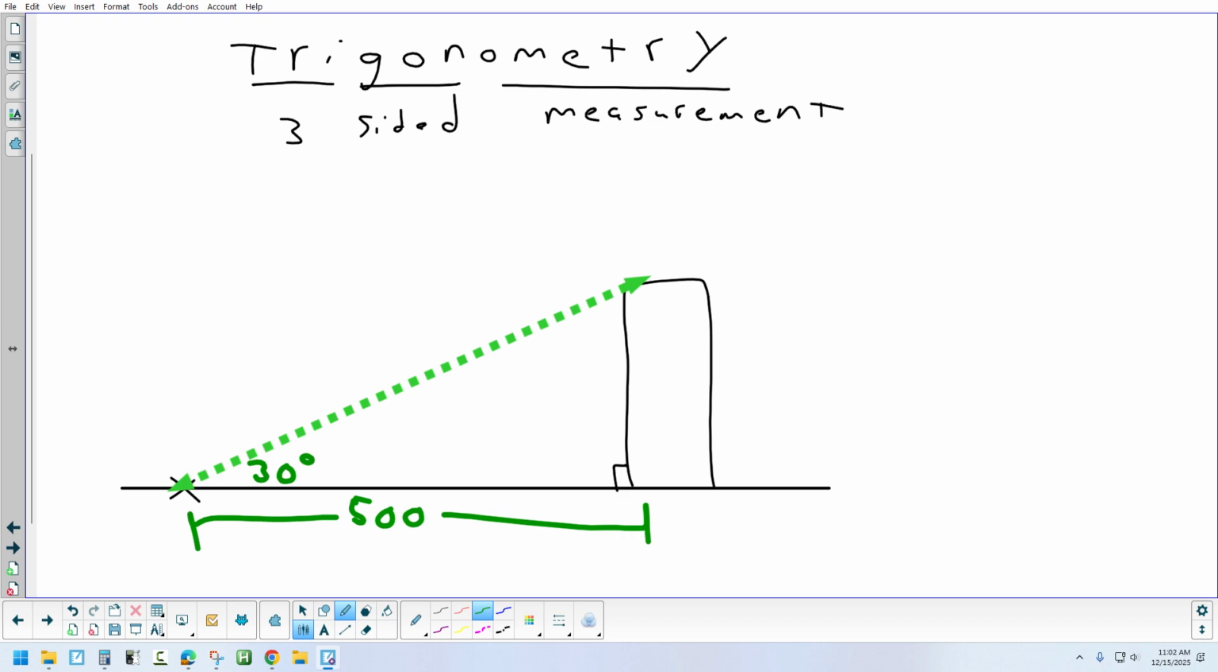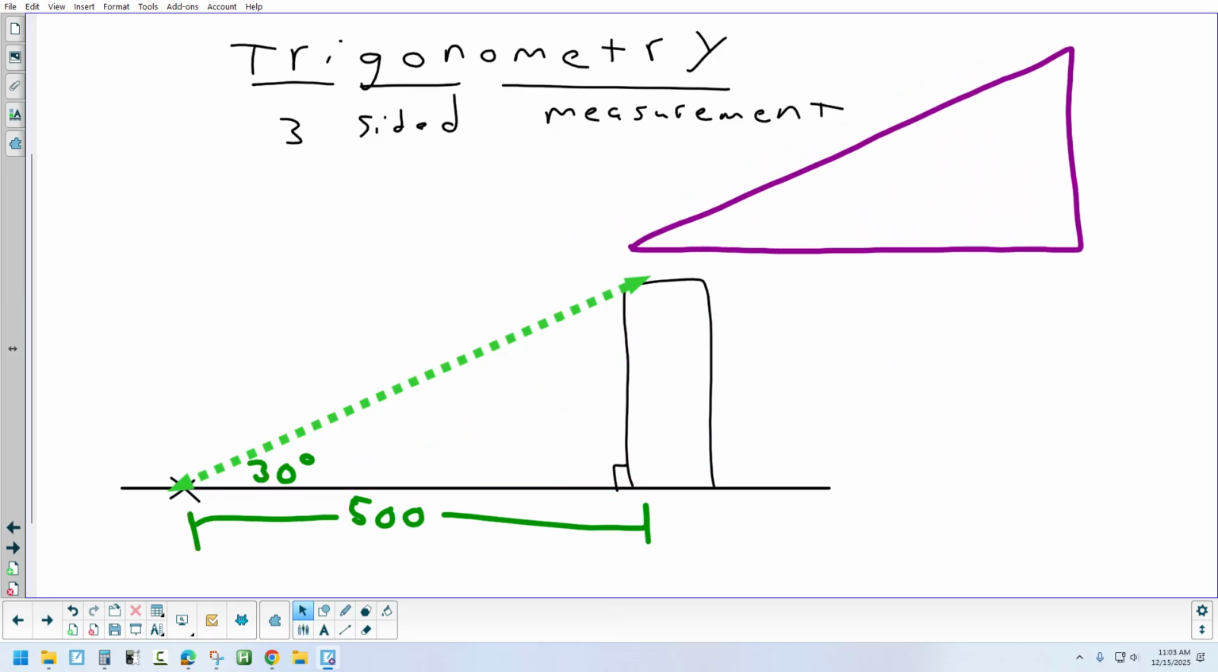If you know the angle that you're looking at something and how far away you are, you can find the height of it. We're not going to get into it today, but it comes down to making a triangle, just like that, and then solving for the height of that purple triangle with the information that you're given. So that's an example of something you could do with trig.